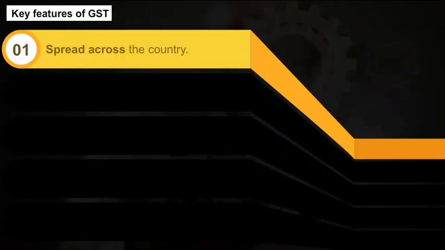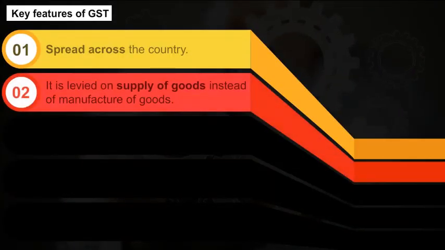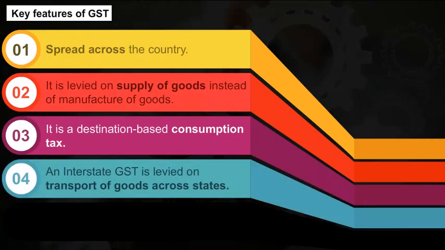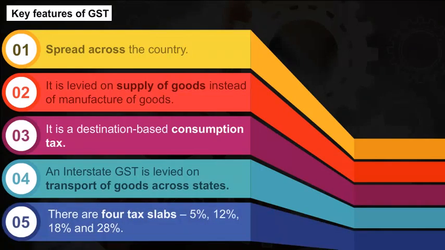Key features of GST. Spread across the country. It is levied on supply of goods instead of manufacture of goods. It is destination-based consumption tax. An interstate GST is levied on transport of goods across states. There are four tax slabs, 5%, 12%, 18%, and 28%.